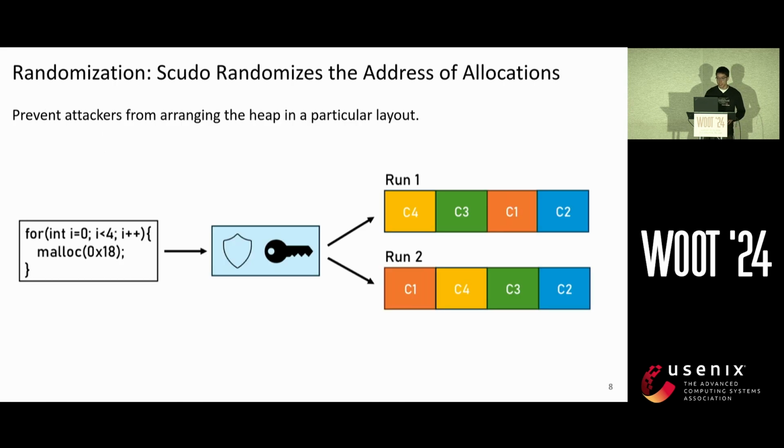So first off is randomization. This is a security measure that basically prevents heap feng shui. Scudo randomizes the layout of chunks on the heap every time the program is run. And this prevents attackers from predicting the heap layout.